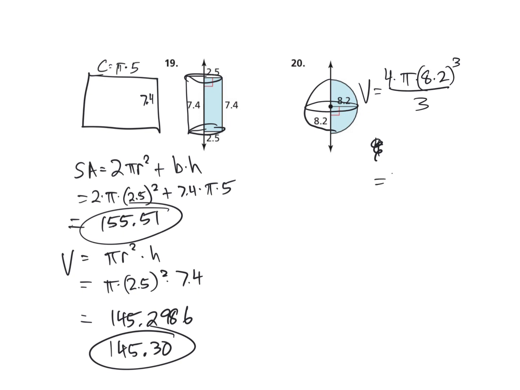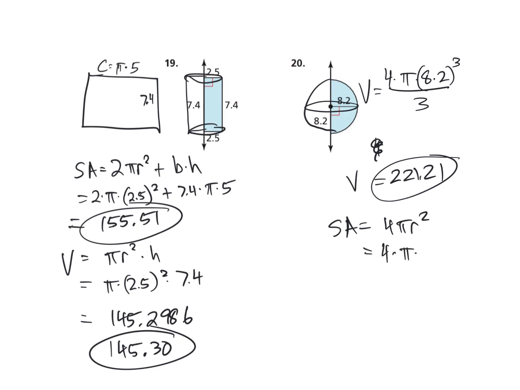And we get 221.21. That's your volume. Now, surface area of a sphere is 4 pi r squared. So 4 circles. So 4 times pi times the radius of 8.2 squared. So 8.2 squared times pi times 4 gives us 844.96.